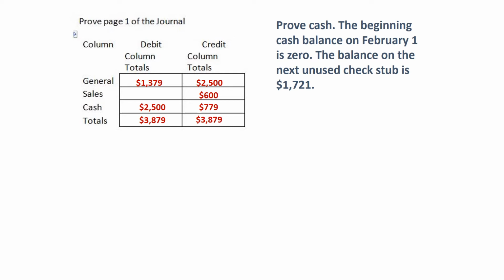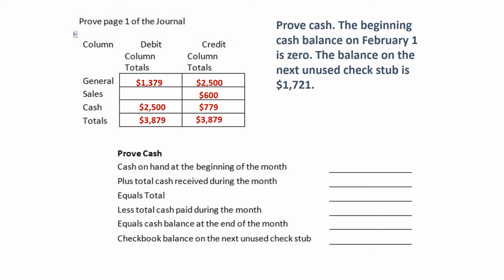I'm going to back up because I got ahead of myself. We need to prove cash. So after we've proved the journal, I'm sorry, pause. We need to prove cash. The beginning of the cash balance of February 1 is 0. The balance in the next unused check stub is 1771. You'll see this in your assignment. So what we're going to do is we're going to prove cash.